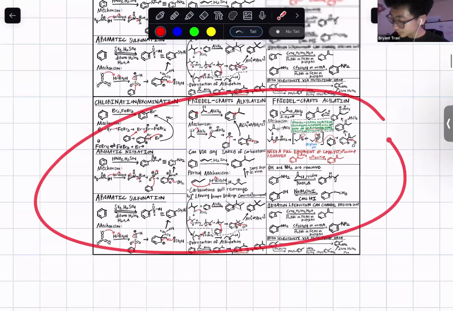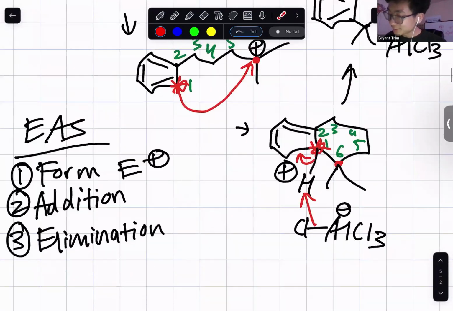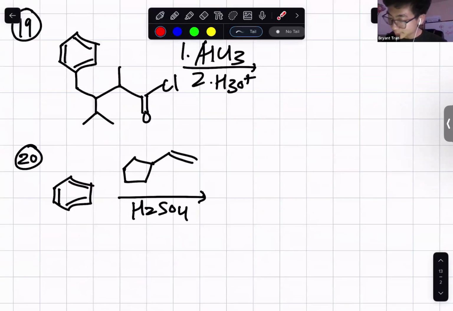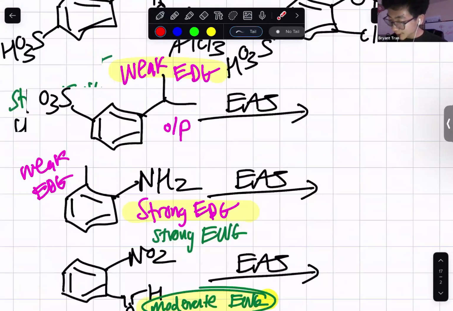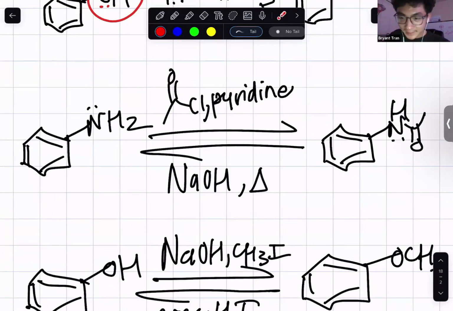card. Okay. Now, assuming that you guys already know the 5 EAS reactions like nitration, sulfonation, halogenation, and Friedel-Crafts alkylation, acylation, we could do the synthesis problems now.